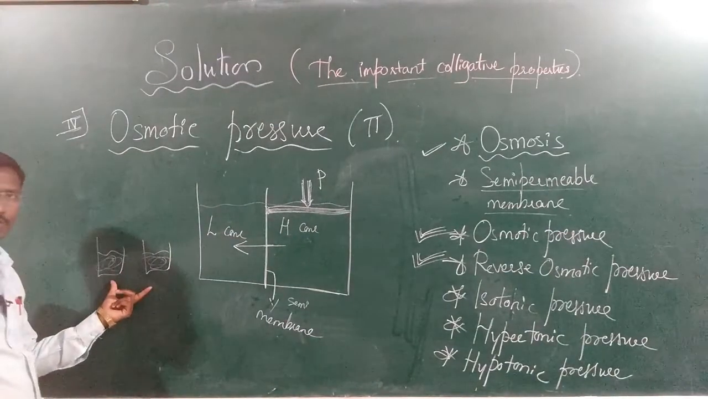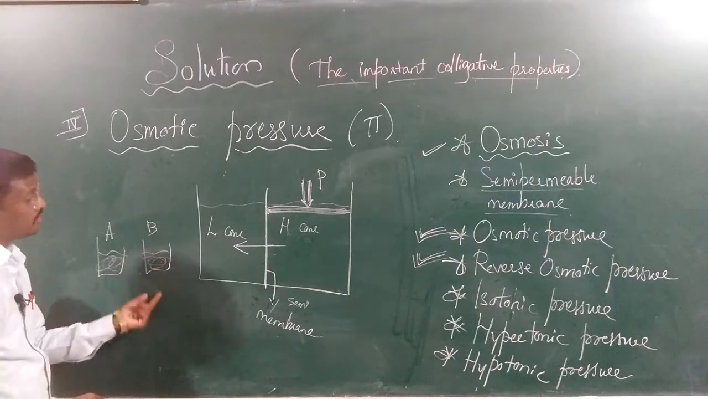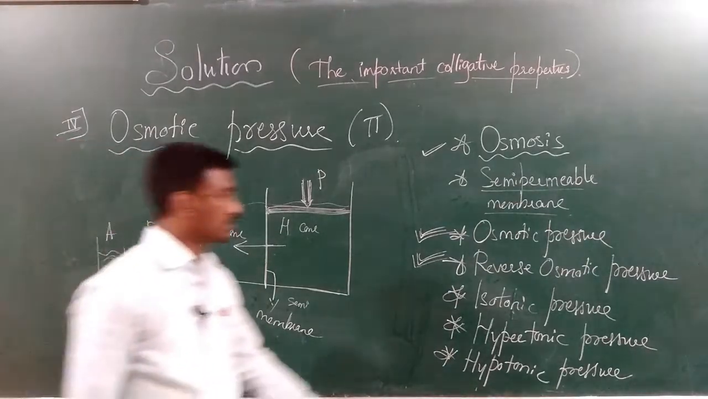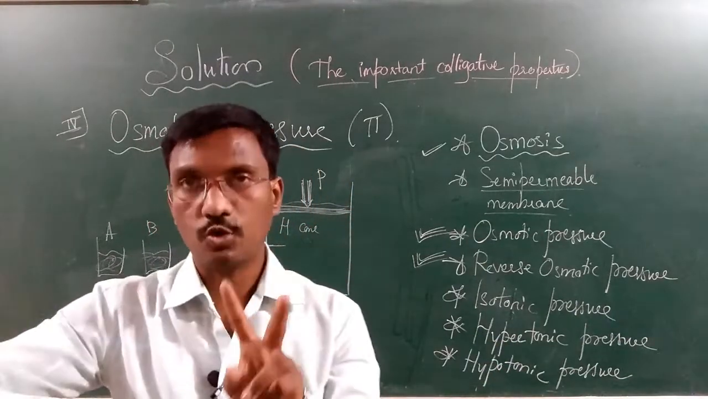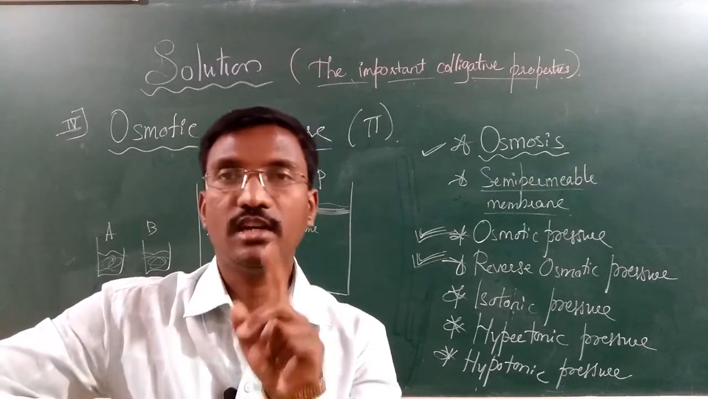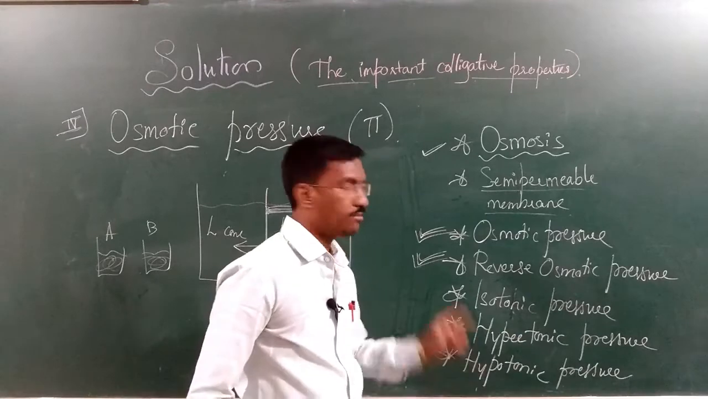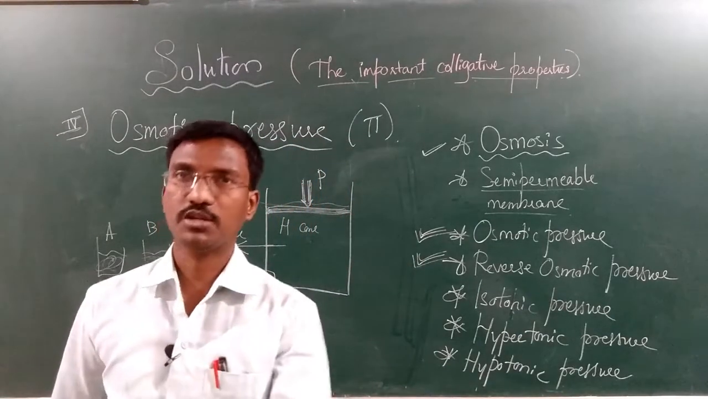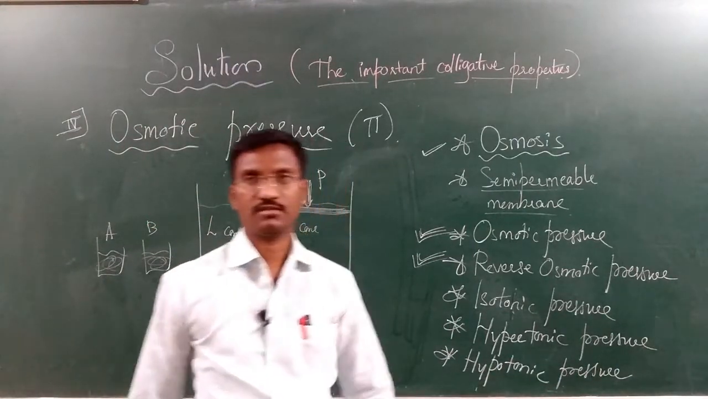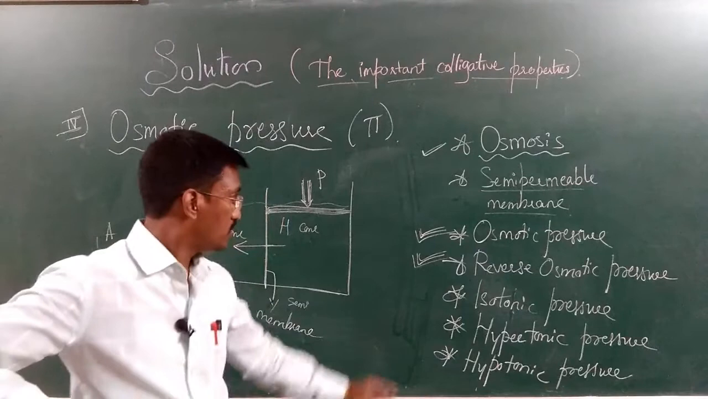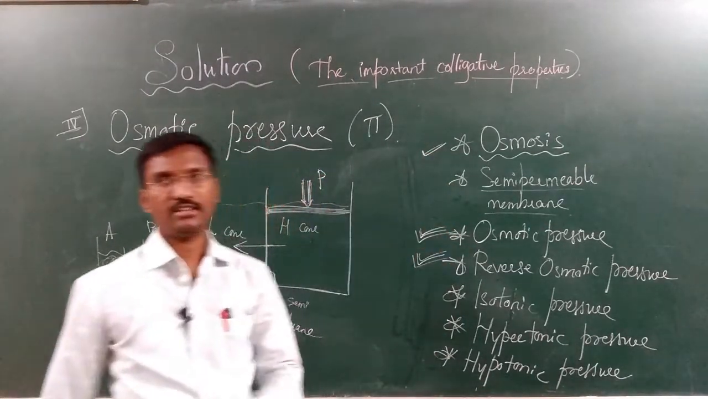Here also we are taking two different solutions. Between the two solutions, if one is having the greater pressure, that is called hypertonic pressure. Between the two solutions, the one which is having the lesser pressure is called hypotonic pressure, isn't it? So you can remember this, but don't forget these three which I highlighted. This is the most important.